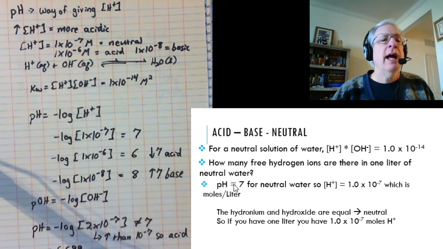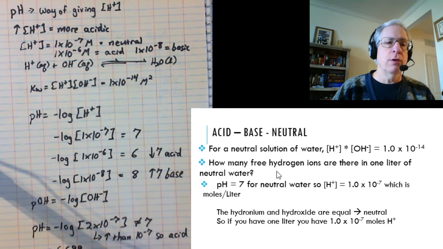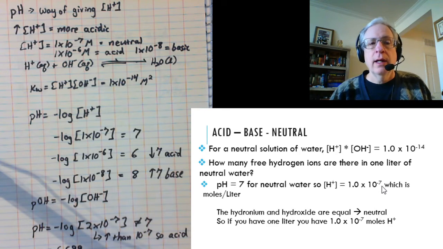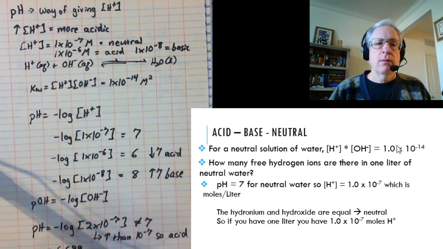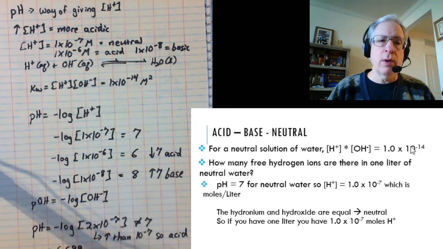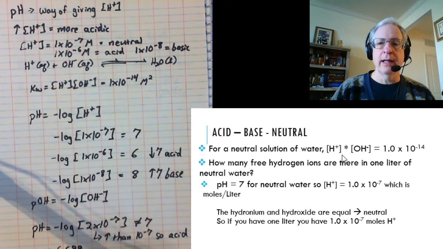So let me ask a question. How many free hydrogen ions are there in 1 liter of neutral water? Well, if it's neutral, it's 1 times 10 to the negative 7th, because these two have to be the same value, so it's whatever you can square, the square root of 1 times 10 to the negative 14th, since these two are the same value when it is neutral.